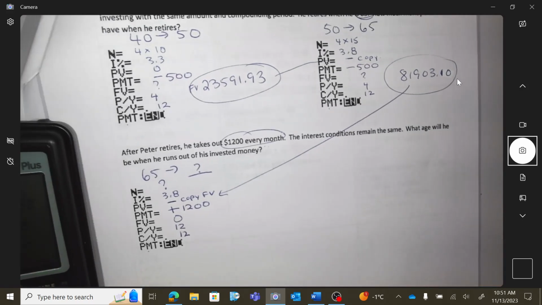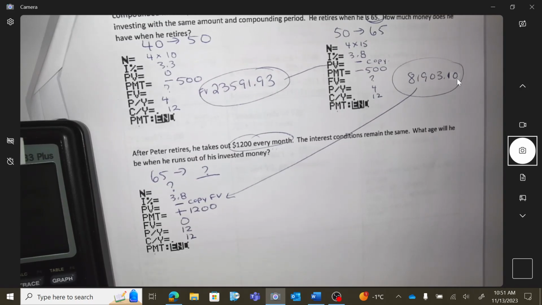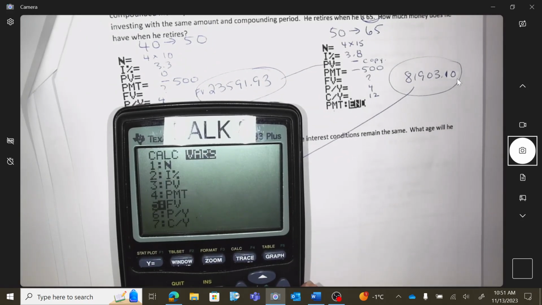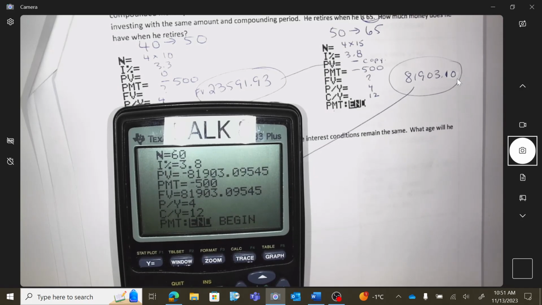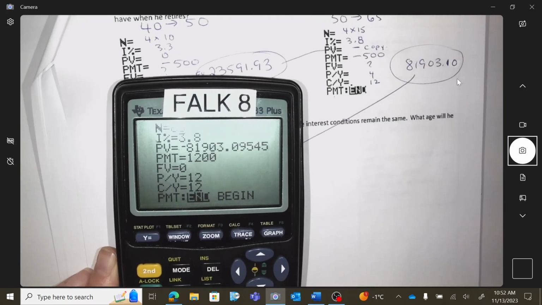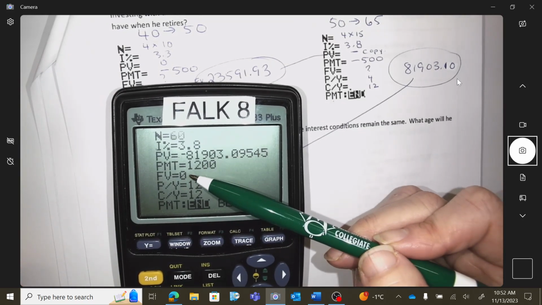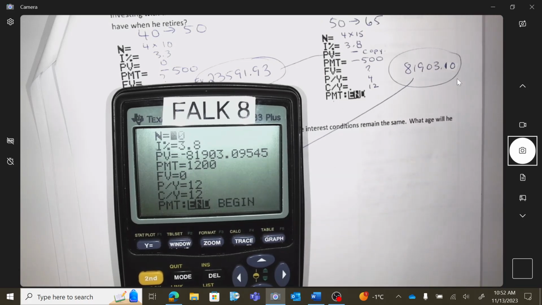Okay, so can you give me the copy paste first? Negative copy paste. Negative copy paste, enter. Good, good, good. 0, 12, 12. Alpha, enter. 77.